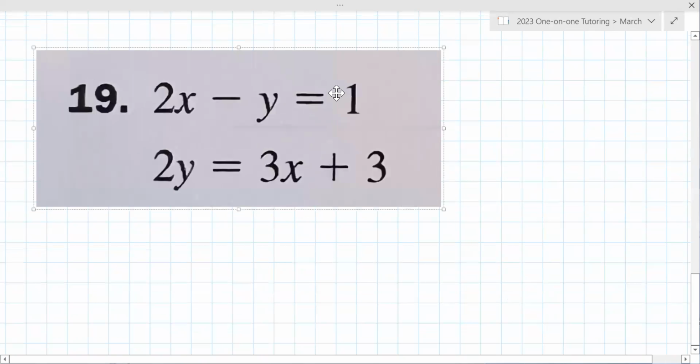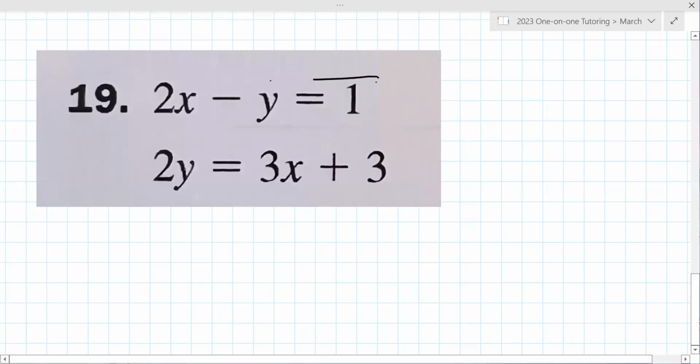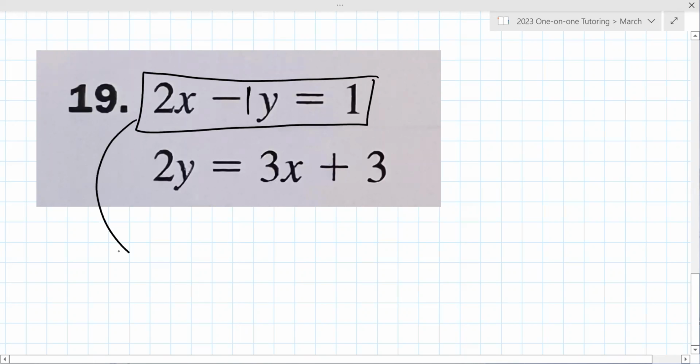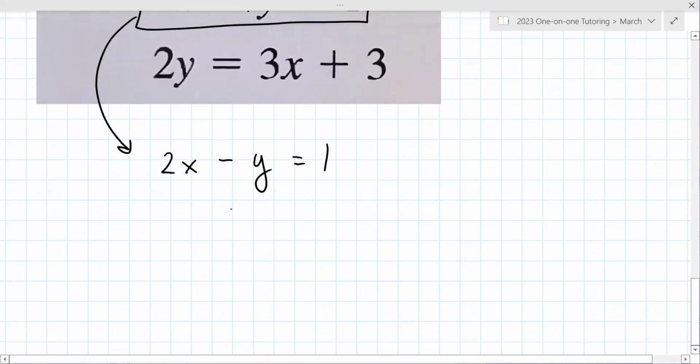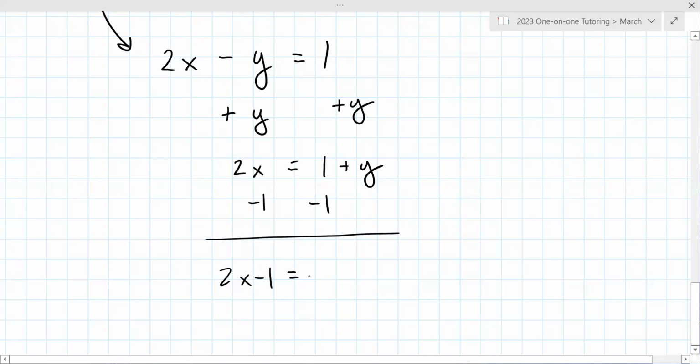All right. Now, like I was saying, it's not solved for yet. So you have some options here. The preference here is to look at the top equation, because there's a minus 1 in front of the y, and that's the easiest one to solve for. So to do that, you're adding y to both sides. So it's 2x equals 1 plus y. And then you have to subtract 1 to move it to the other side. 2x minus 1 equals y.